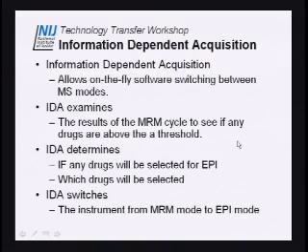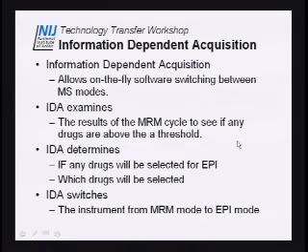What IDA does is it looks at the results of the MRM cycle. It says, okay, you did all 130 drugs. Let's take a look at it and see if it meets my criteria. It determines if any drugs will be selected for a product ion scan, and which drugs will be selected. We select the most intense peak, but you could select the two most intense peaks. It's up to you. Just remember, for every EPI that you perform, you're costing yourself a second. The instrument switches between those two modes on the fly.